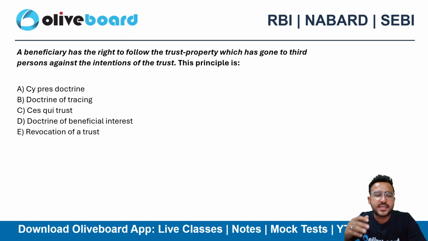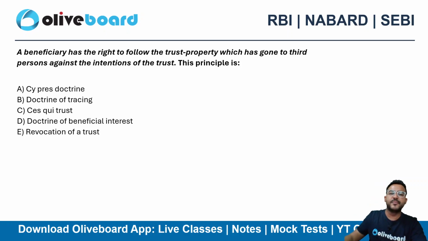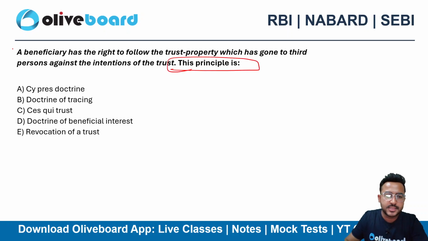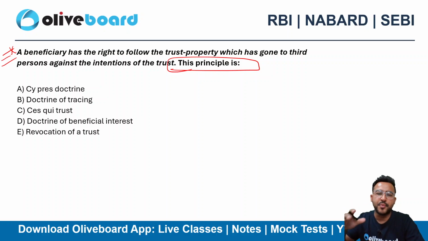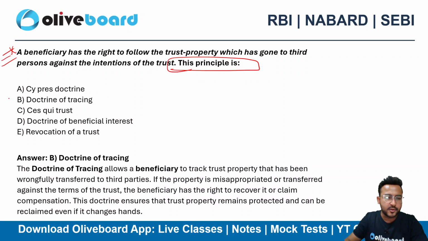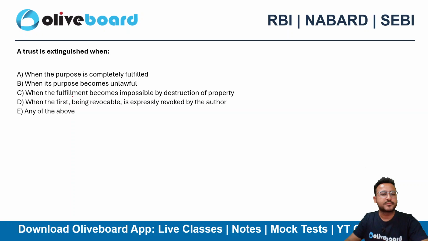A beneficiary has the right to follow the trust property which has gone to a third person against the intention of the trust. What do we call this principle? Now this is again important. The questions that I am discussing are very, very important, right? You can give a quick reading after watching this lecture. Give a quick reading to all the notes which are there in your course, and please focus on these questions. These are very, very important. The correct answer is option B, doctrine of tracing, right?